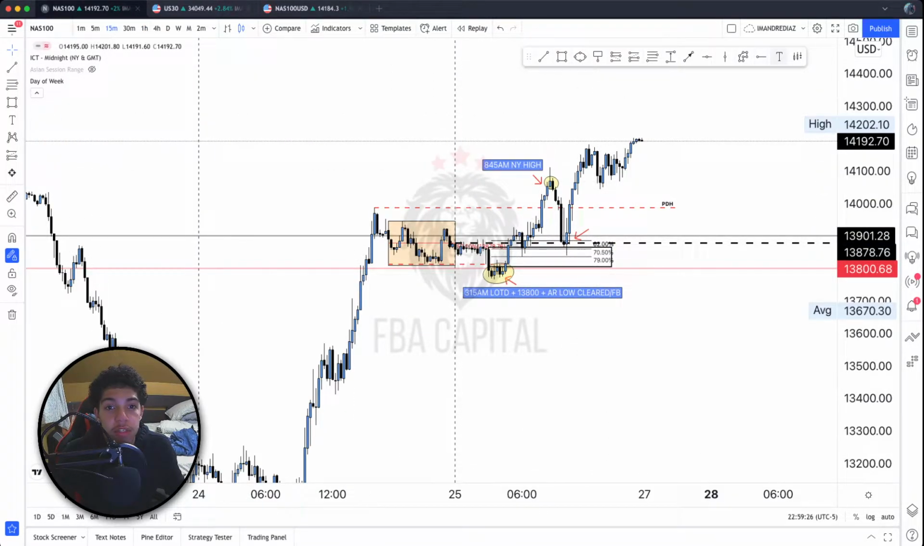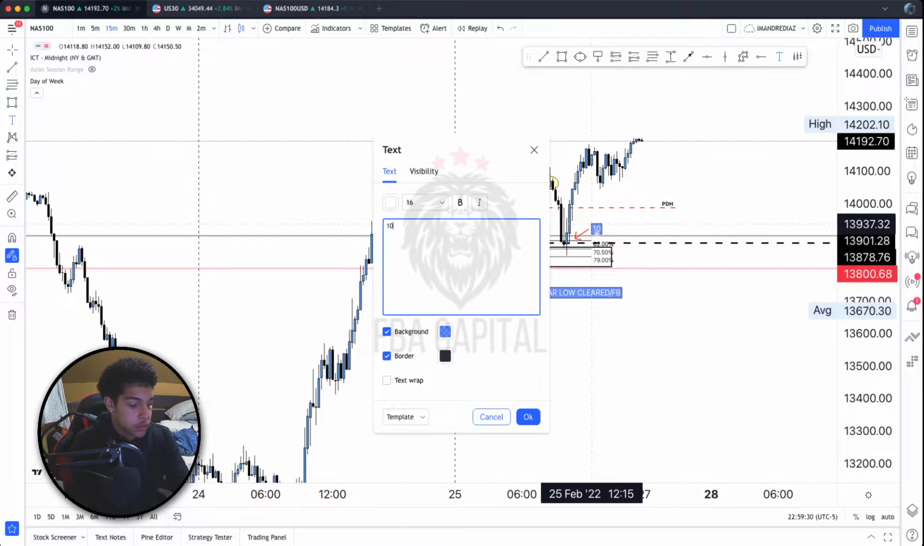So now, let's annotate it. At what time did this happen? At 10 a.m. So at 10 a.m., we had the 1 hour order block rejection, along with the fib long, along with the 13,900 big figure rejection, along with the 50% of the Asian range rejection, along with what?